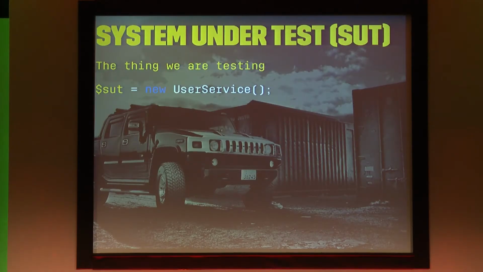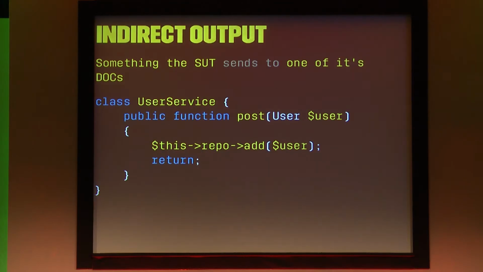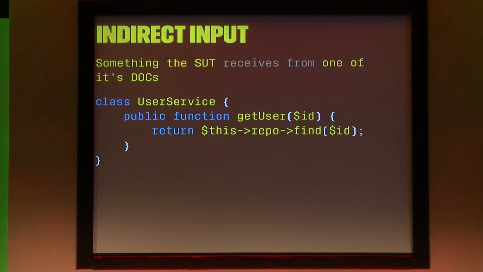When I'm talking about some of these things, I'm going to be using a few terms that Gerard Meszaros is using in the book. System under test, you're probably familiar with, the thing we're testing. Depended-on component is something that the system under test uses or requires to operate. Indirect output is some information or message that is going out of the SUT to one of its depended-on components. So in this case, we're giving the repo a command. Indirect input is like indirect output, but this time the SUT expects to get something back from the depended-on component.